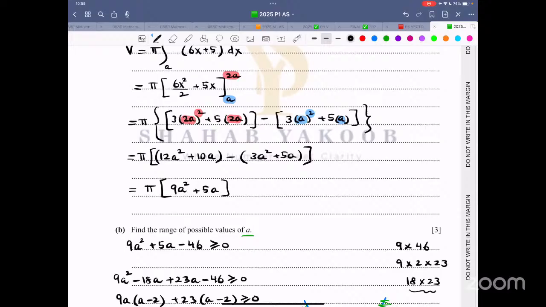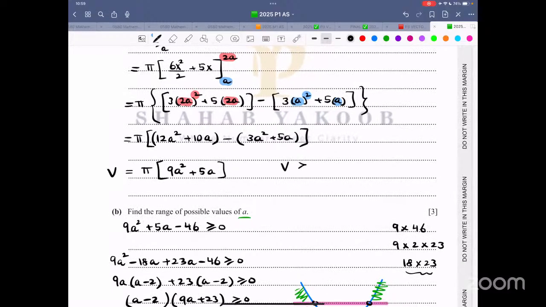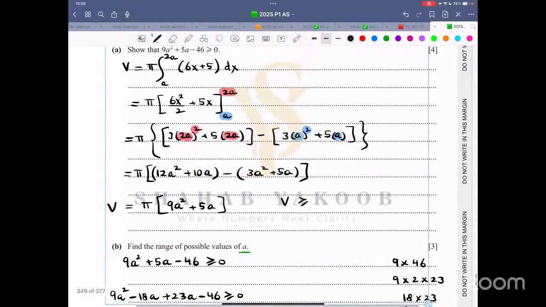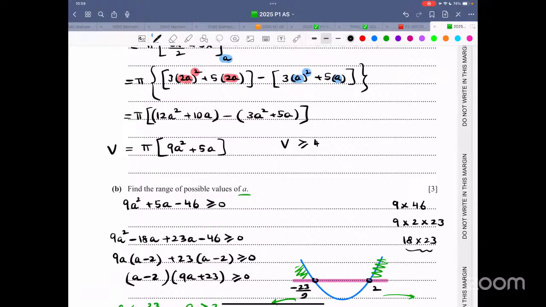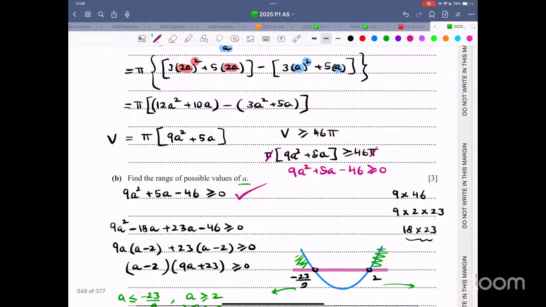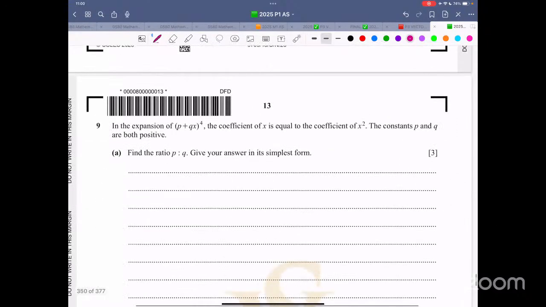Now this is volume. Now volume is greater than or equal to how much? Volume is greater than or equal to 46 pi. So therefore, pi bracket 9a squared plus 5a bracket close is greater than or equal to 46 pi. So now this pi and pi cancel out. So 9a squared plus 5a minus 46 is greater than or equal to 0. So that is the thing. So now this thing is done and dusted.